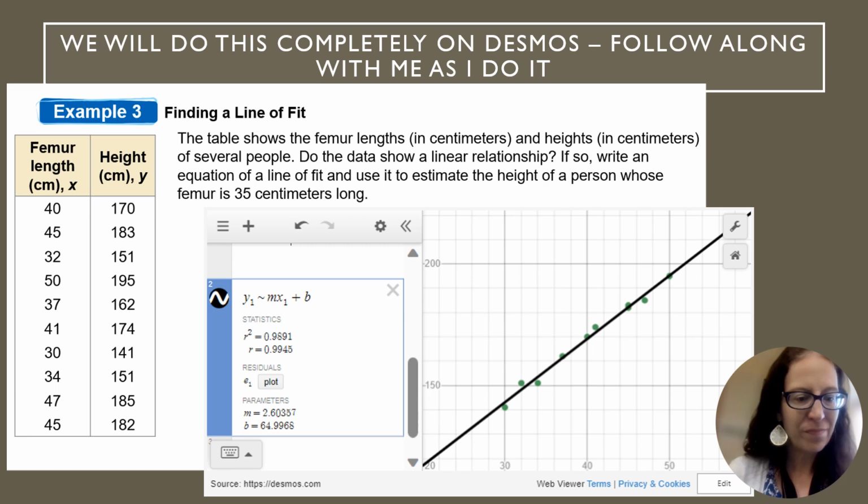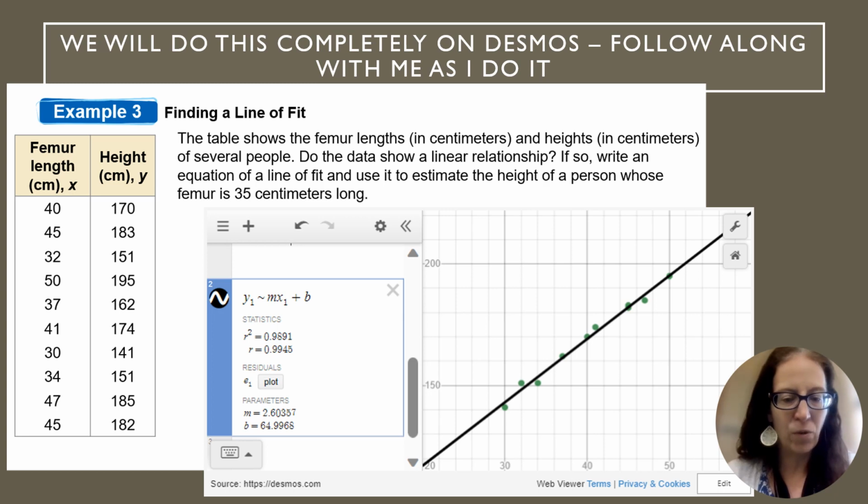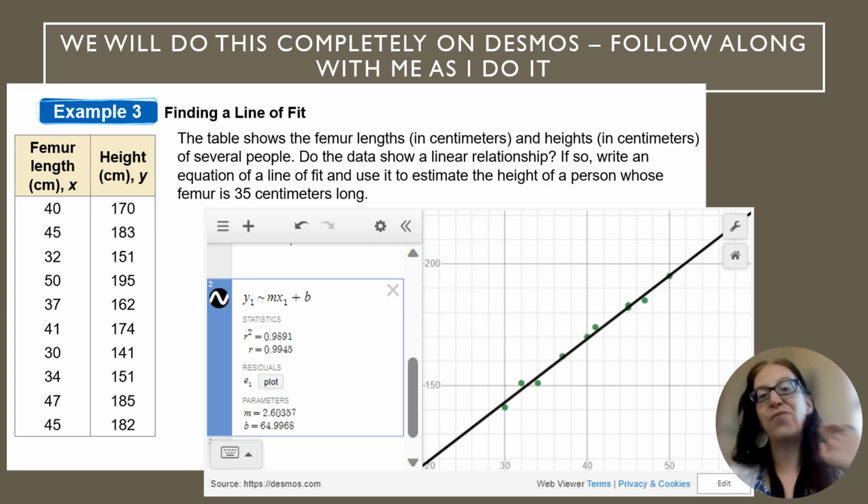162. We have 41 and 174, 30 and 141, and we'll deal with the issue that we have there in a second. 34 and 151, 47 and 185. And I do want you to practice this on your laptop and not on your phone, because as good as the Desmos app is, you're going to need to know how to do it on the keyboard, and it's faster.